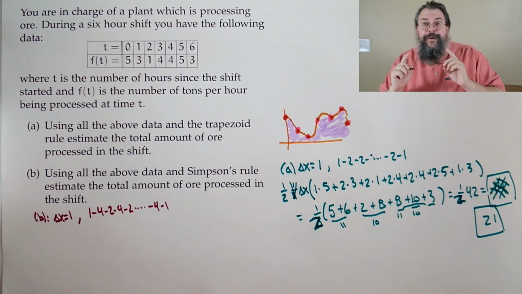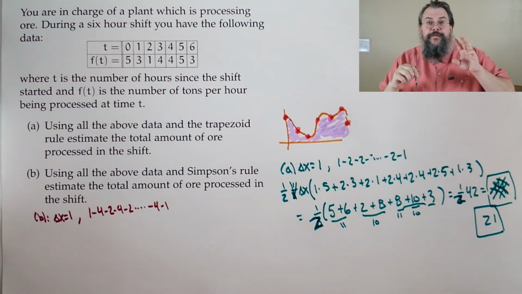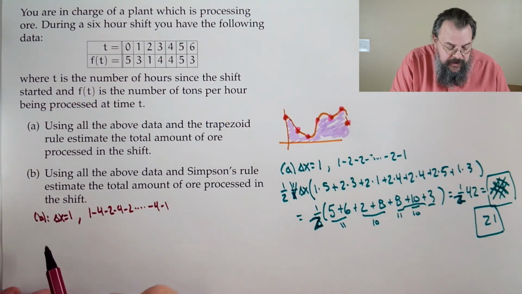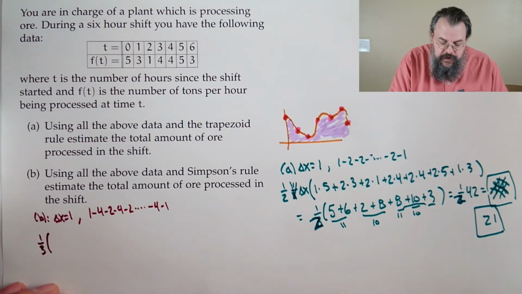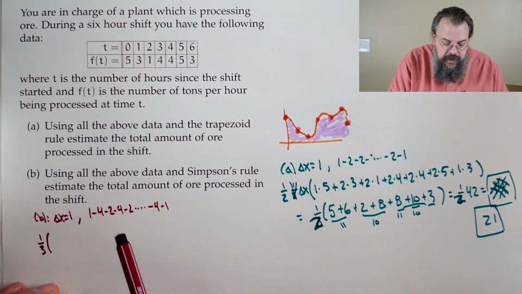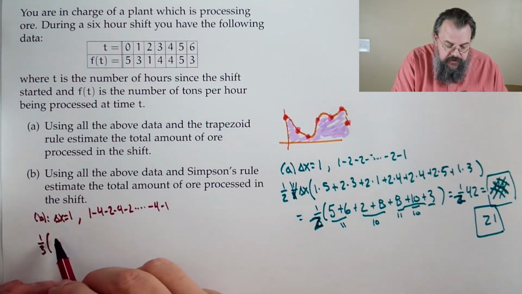Okay, so here we go. Simpson's rule. So why does Simpson's have the 1/3? Well, it's because for every 2 consecutive intervals, we're using 6 points of data. 2 over 6 is 1/3. So we have 1/3, and now we're just going to follow along. So 1/3 times delta x, which is 1, and here we go. 1 times 5, which is 5.